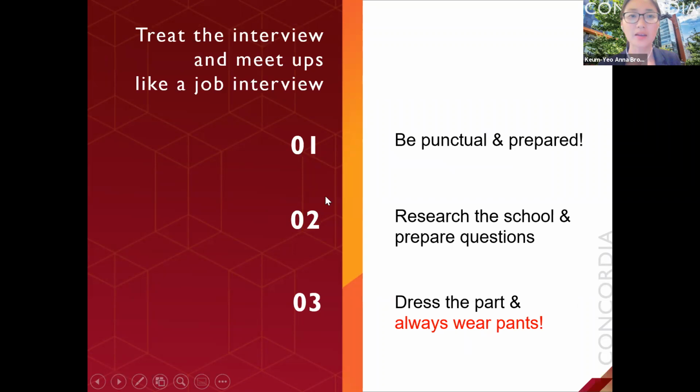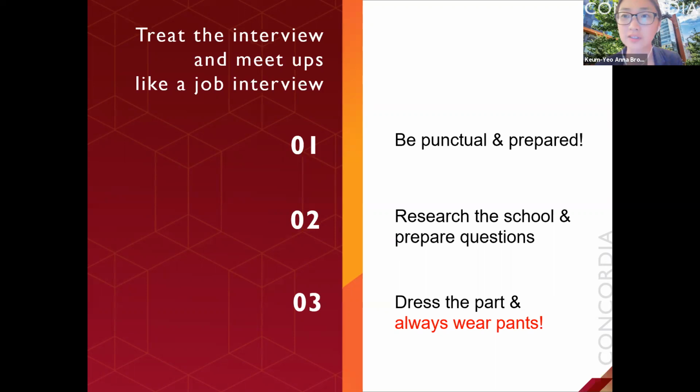Then of course you'll come to a time when you have to do an interview for the MBA, and there are different formats of interview. It could be a video interview, it could be an in-person interview in non-COVID times perhaps, it could be also like this, a Zoom interview. Make sure to treat the interviews the same way that you would for a job interview. That means be punctual, look prepared, try to be professional, research the school and prepare questions, especially if it's an in-person interview, and then dress the part.